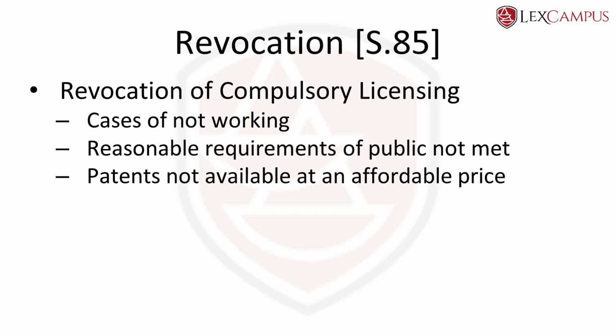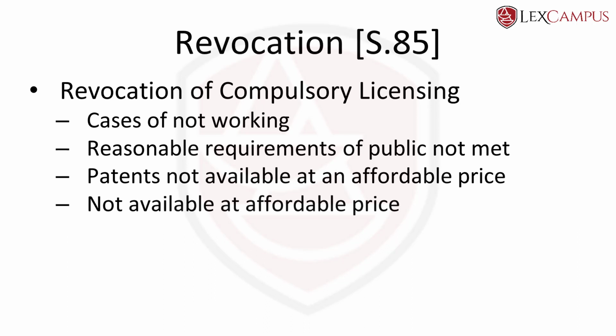We have already seen that one of the conditions for the issuance of a compulsory license is the fact that the patent is not being worked locally. The other conditions being that the reasonable requirements were not met and the patented invention was not made available at an affordable price. So what we call the question of access and the question of affordability.